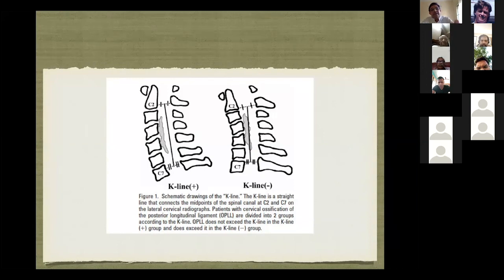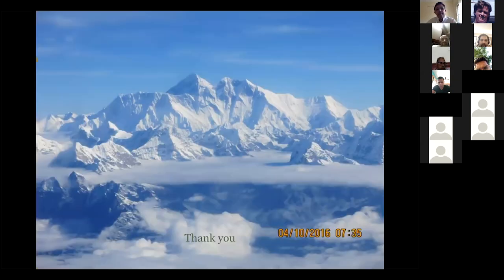Whenever the K line is positive, you can do a posterior approach. When the K line is negative, you should always prefer an anterior approach. So in summary, I have to conclude here. There are very clear lines where you have to do an anterior approach and where you have to do a posterior approach. I have given a few case examples.